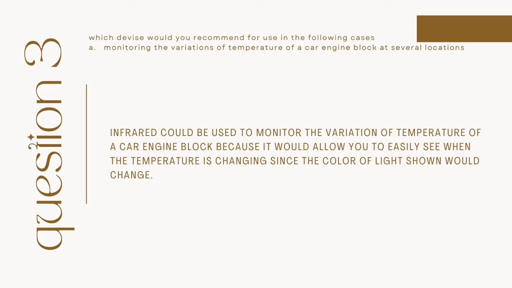Question 3. Which device would you recommend for use in the following cases? A. Monitoring the variation of temperature of a car engine block at several locations. The answer is infrared, which could be used to monitor the variation of temperature of a car engine block because it would allow you to easily see when the temperature is changing, since the color of light shown would change.